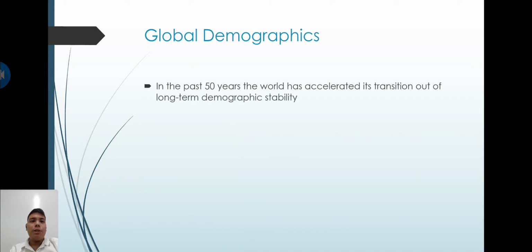So in the past 50 years, the world has accelerated its transition out of long-term demographic stability. In other words, there has been a great change when it comes to the demography of the whole world.